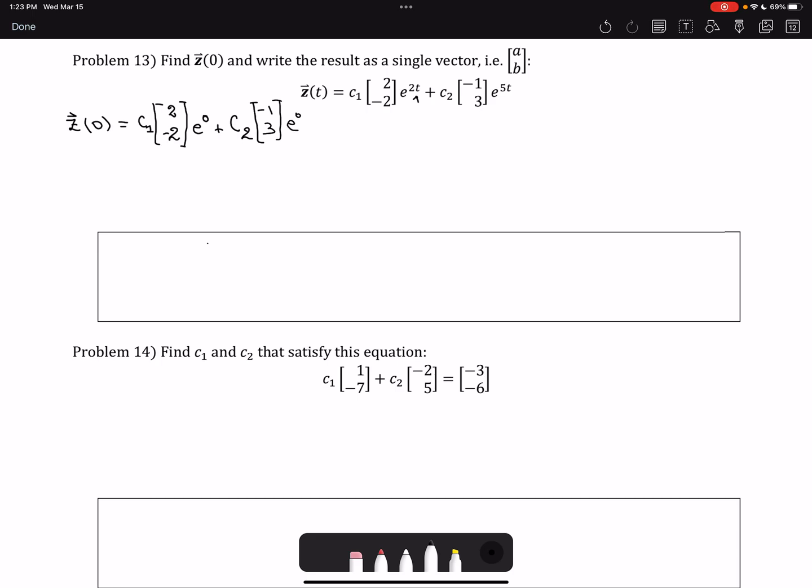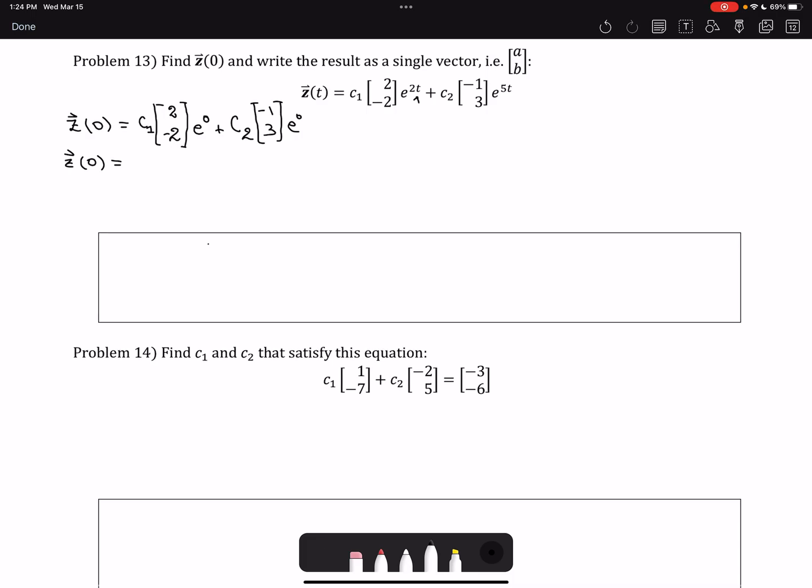Now, what is any number to the 0 power? Well, that's just 1. So, if that's just 1, then I can multiply through by c and distribute that inside. So that's going to be 2c1 and negative 2c1 here. Because remember, they want us to write this as a single vector, but they still want a vector. And then we have plus negative c2 and 3c2. Because remember, the e to the 0 is just 1.